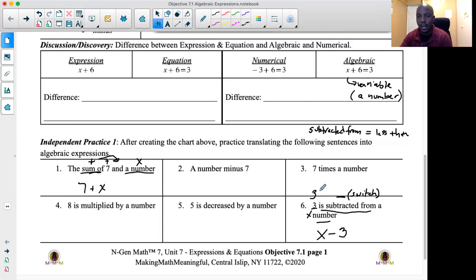That is my expression here. So take a moment if you need to pause the video, rewind it, or copy down some of the notes, whatever you need. Finish the rest of these independent practice 1. In a second or so, I'm going to go on to the next page and begin to work on the modeling.